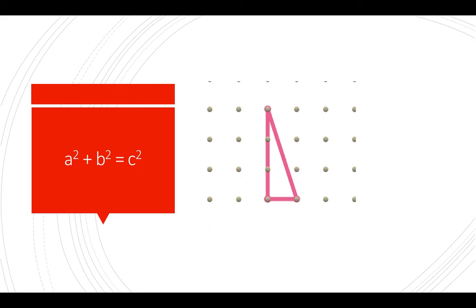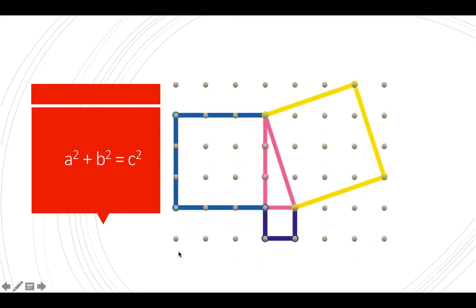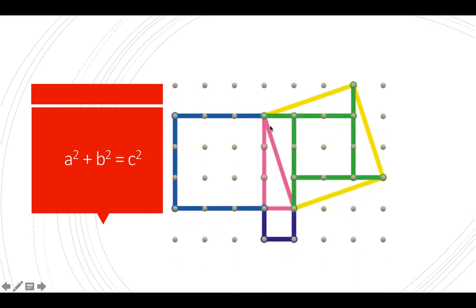First, we get them, either on geo boards or dot paper, to create a right triangle. Then we get them to create the squares on all three sides of the triangle. So if this is side A, what does A squared look like? If this is side B, what does B squared look like? If this is side C, what does C squared look like? Then we get students to determine the areas of the squares, and we come up with something that looks like this.